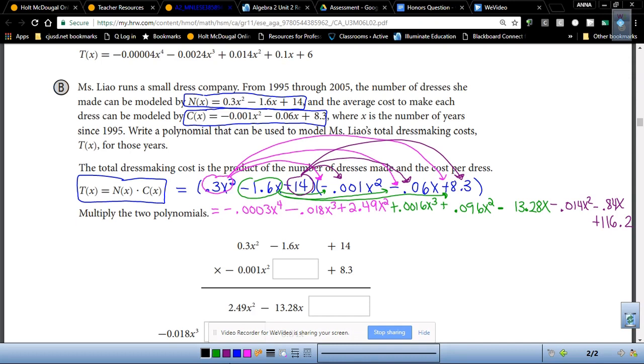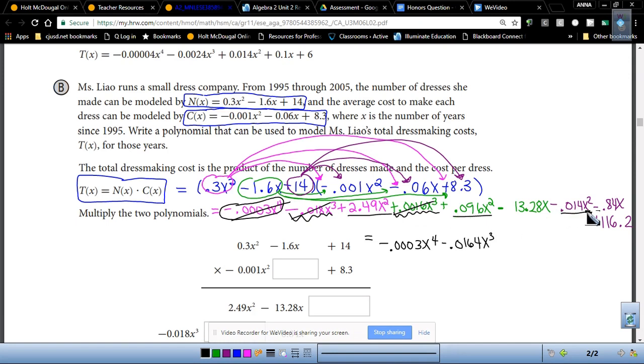So now I need to combine like terms. I'm going to start with my greatest exponent, x to the 4th. Since there's only one of them, I'm going to go ahead and write that down here in front: negative 0.0003x to the 4th. I'm going to check it off as I go through. Next, I have cubes. I have negative 0.018x cubed, and I have 0.0016x cubed. I need to combine both of these, and I get negative 0.0164x cubed. I'm going to check them off.